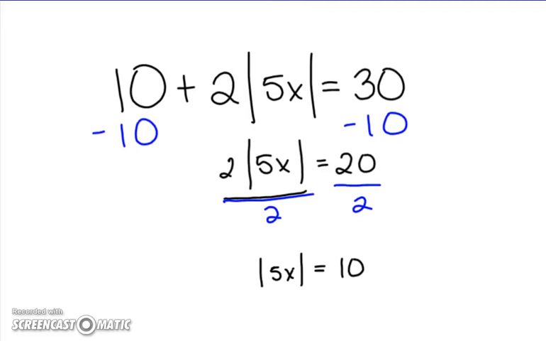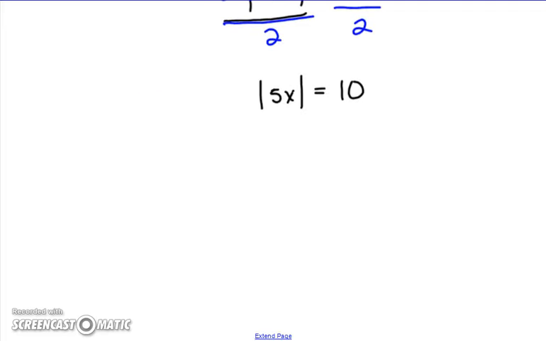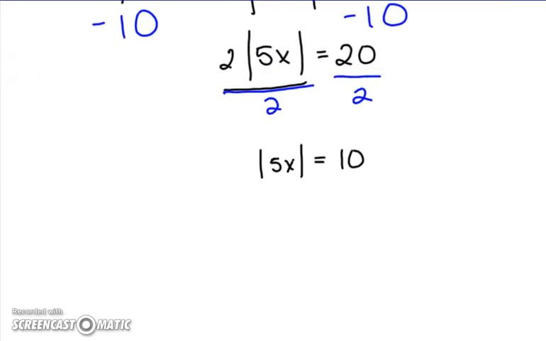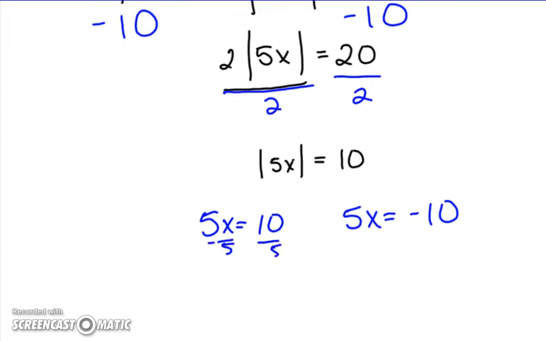And then I can write my 2 equations. So I can either have 5x equal 10, or 5x equal -10. And when I divide by 5, x equals 2. Divide by 5, x equals -2. So x can equal positive or negative 2. Save these examples.